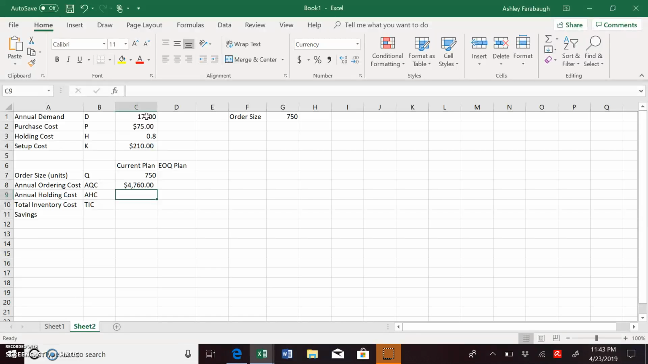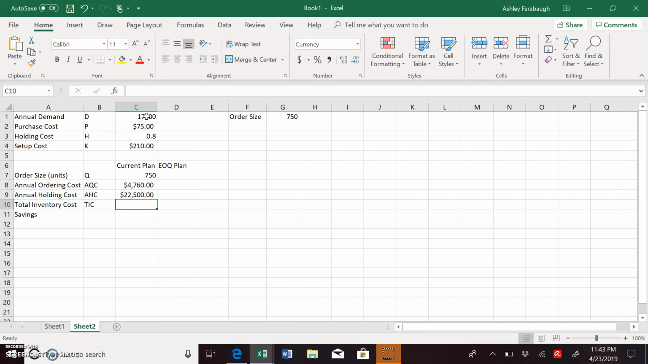Now for our annual holding cost, AHC, this is our third step for this plan to solve it. We're going to put our equal sign in, another set of parentheses, which is going to consist of our order size divided by 2, close that set of parentheses, times our holding cost, 8%, times our purchase cost, which is $75.